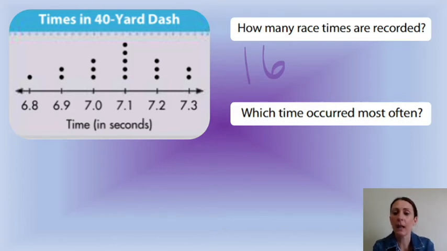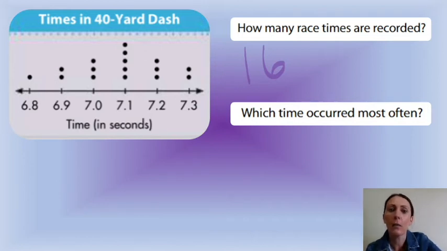All right, let's take a look at the next problem. Which time occurred most often? So when we see those words most often, we're referring to on the line plot what time comes up most frequently. And we would be able to see that by the most number of X's or dots above that value. So for example, if we're looking at this question, which time occurred most often, we would want to look at which number has the most dots above it.